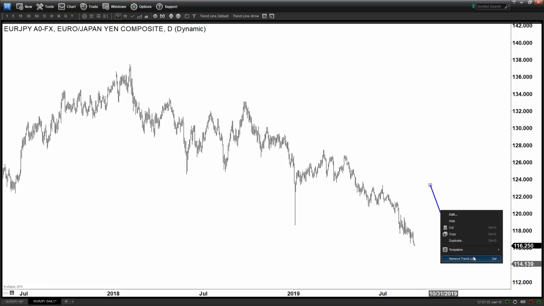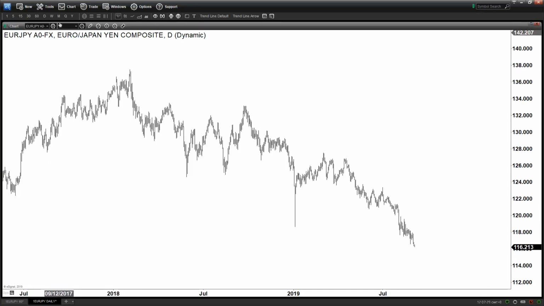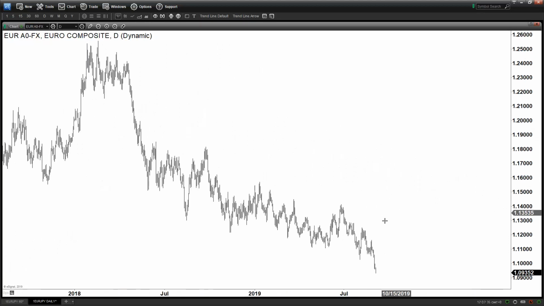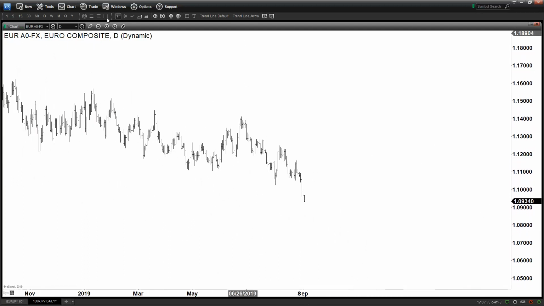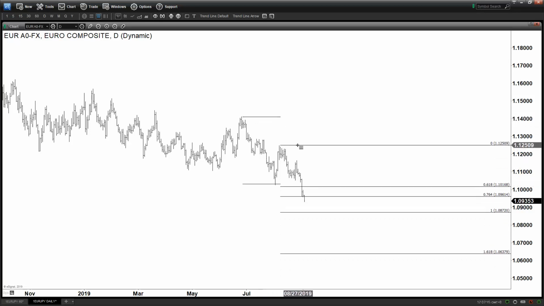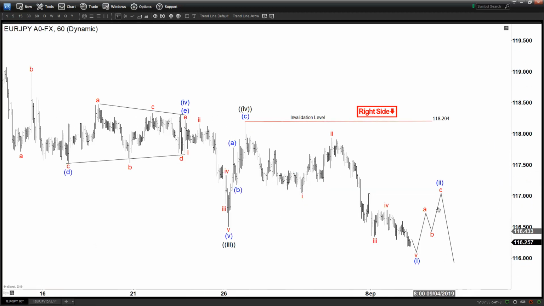Okay. Also, if we take a look at the Euro Dollar, it also still looks to be incomplete right now. The Euro Dollar just recently broke down. And now we can see right here this sequence also looks incomplete, with the 100% target at 1.0880. So with the euro still looking for the downside, it makes sense to expect the Euro Yen to also continue to see the downside as well.